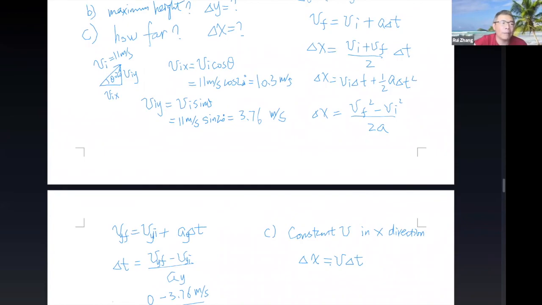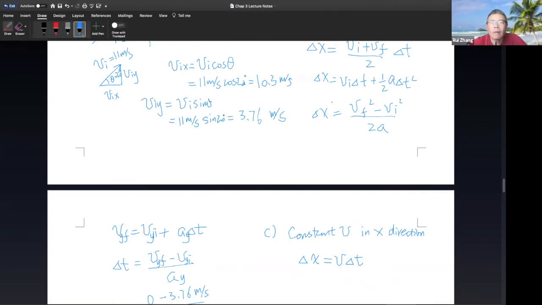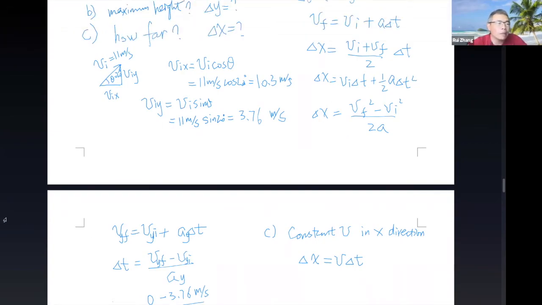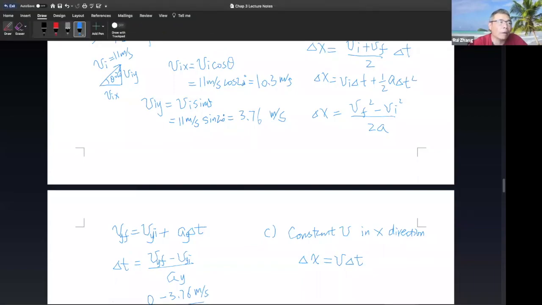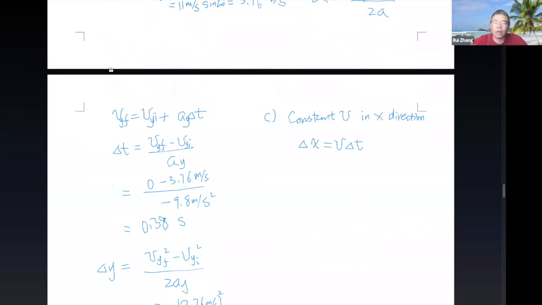If you want, you can send me a message, okay? Okay, I got a message. Let's see. 10.3. Okay, that's correct. So basically, we shouldn't use 11. Remember, because 11 is not along the x direction. So what we should use is the x component of the velocity, which we calculated here as 10.3. That's good. Actually, it's better if you write x here to remind you that this is the x component.